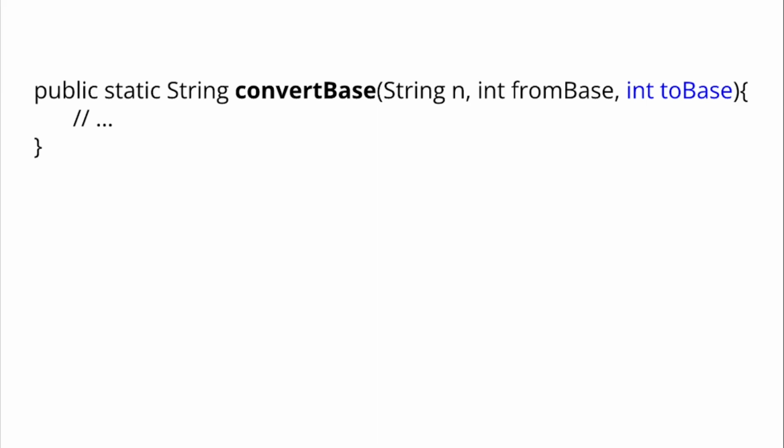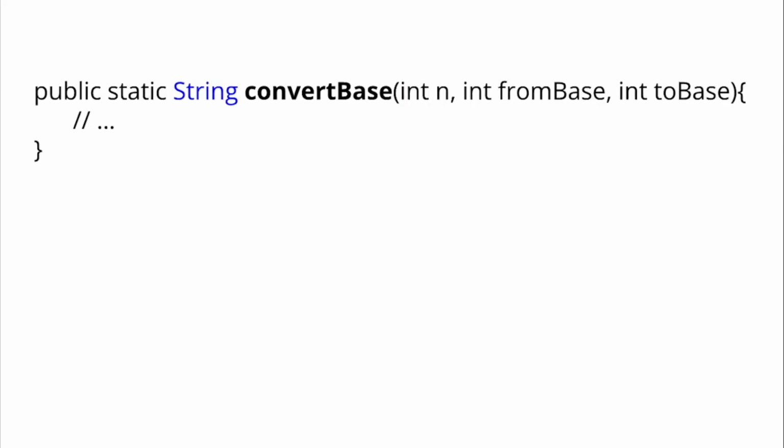Also notice that the return type of the convert base method and the number to be converted, that is n, are both string. This is because numbers in base 11 and above will require alphabets to be used as digits, because there are only 10 digits available to us, that is 0 to 9. For example, if we want to convert n to hexadecimal, that is base 16, the result may contain the alphabets from A to F as digits.